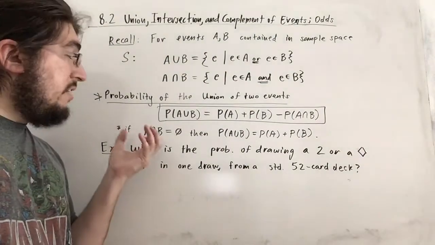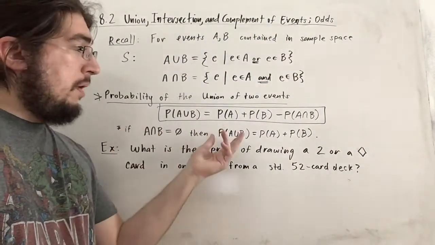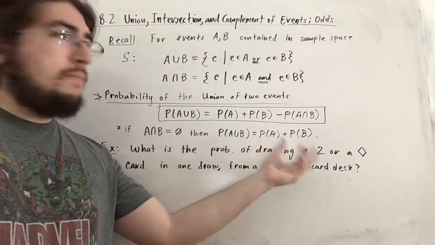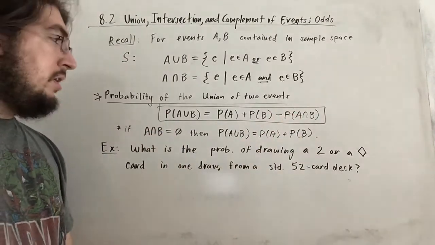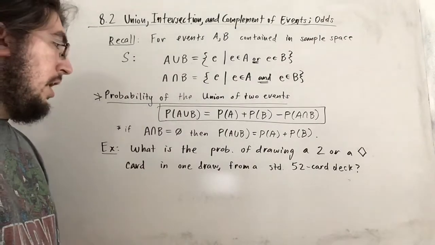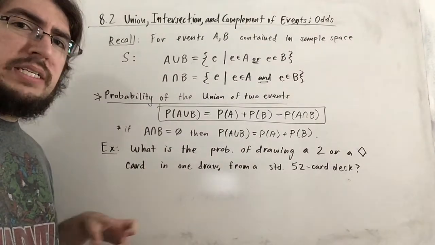Oh, by the way, if the intersection of A and B is empty, then the probability of A union B is just their sum, because of course the probability of an empty set is 0. So that's a little easier. We'll see an example of that, but first let's take a look at this example.